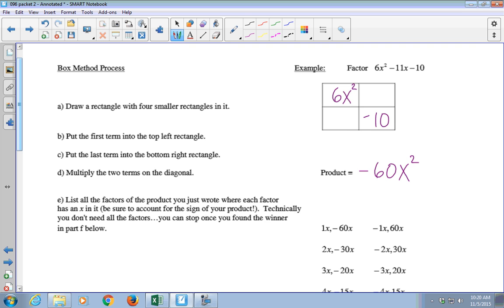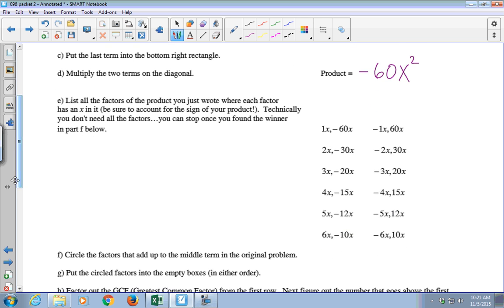So we multiply the two terms on the diagonal, and then we start listing factors. What are some other things that can multiply to negative 60x squared? Because the two terms on the other diagonal have to multiply to the same thing as these terms. Okay, so underneath my product of negative 60x squared, I start listing all the ways I can multiply things together and get negative 60x squared. And each one has to have an x in it.